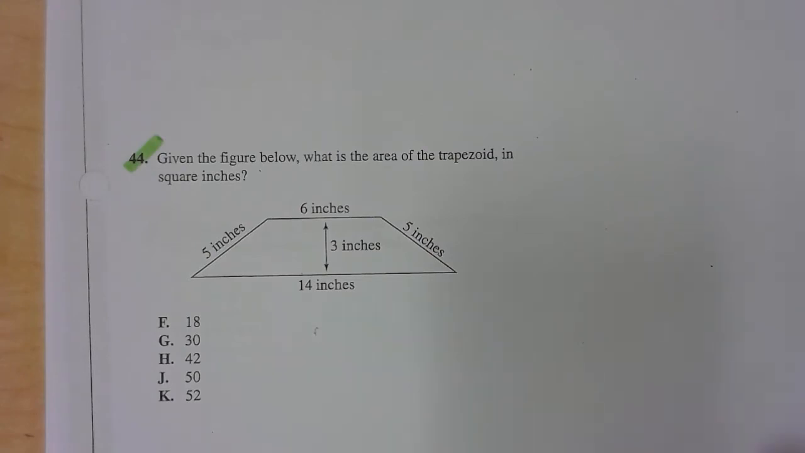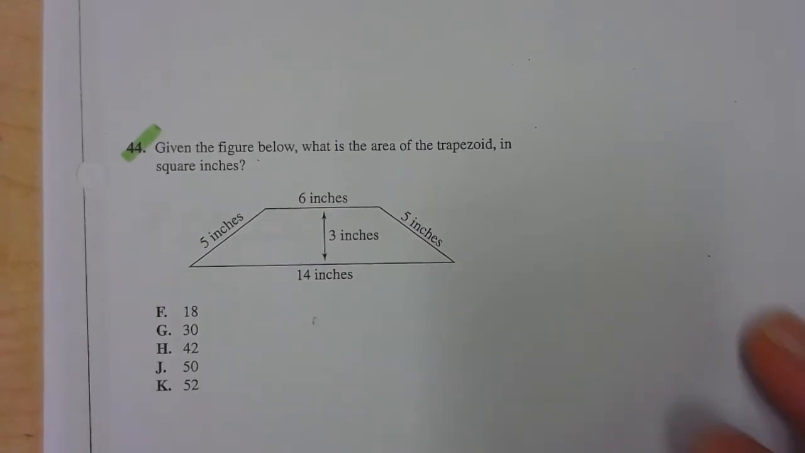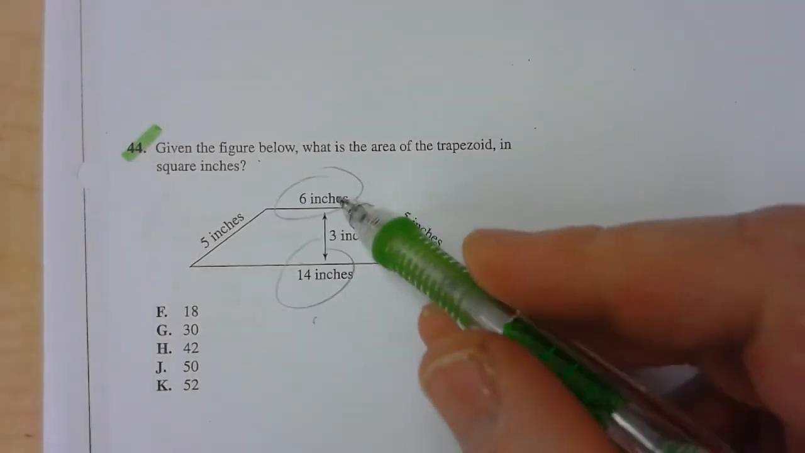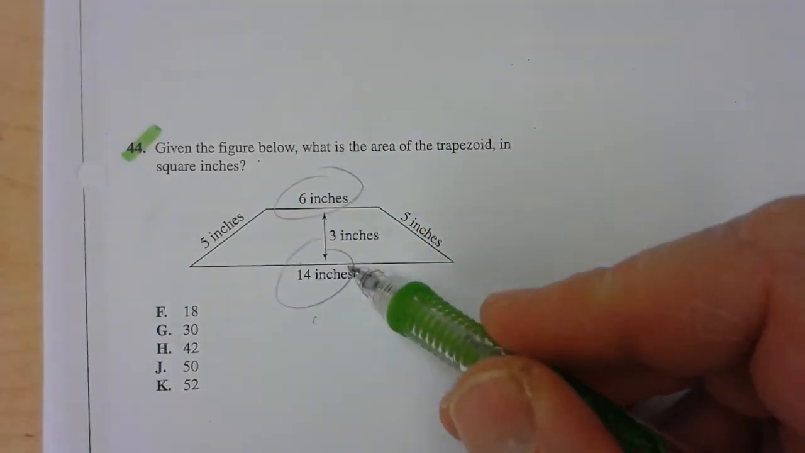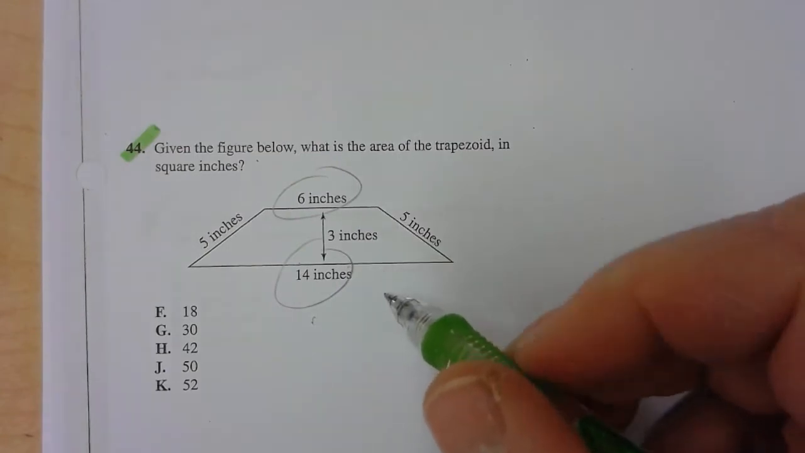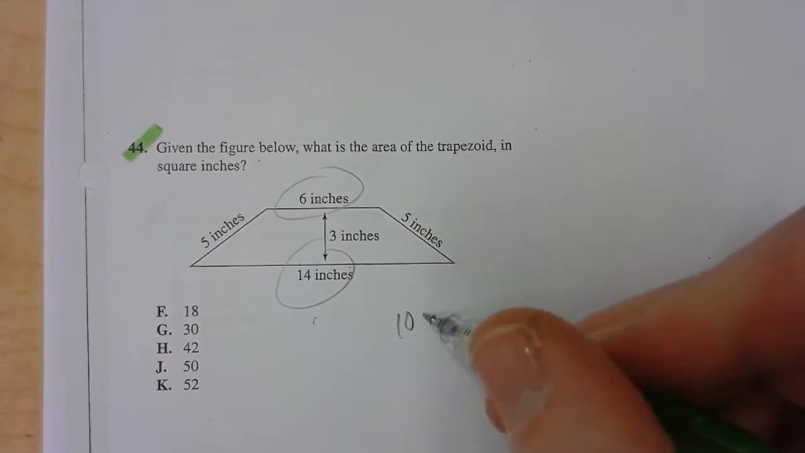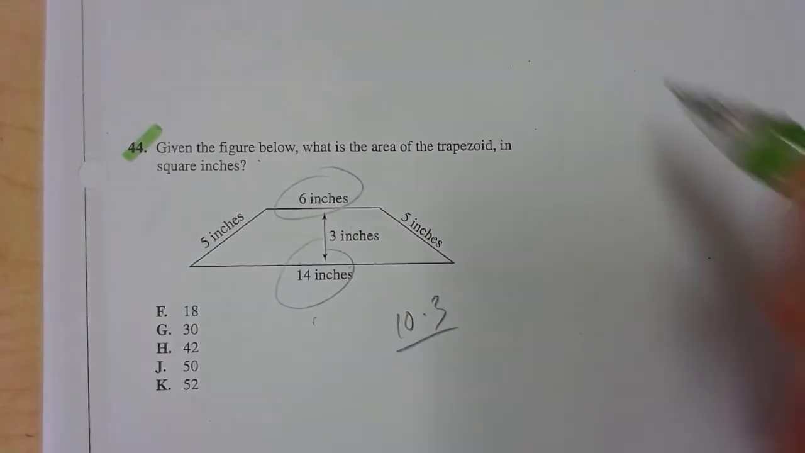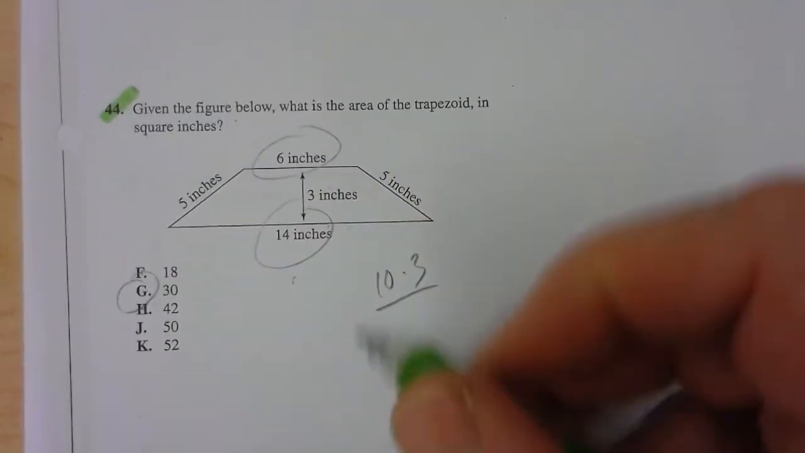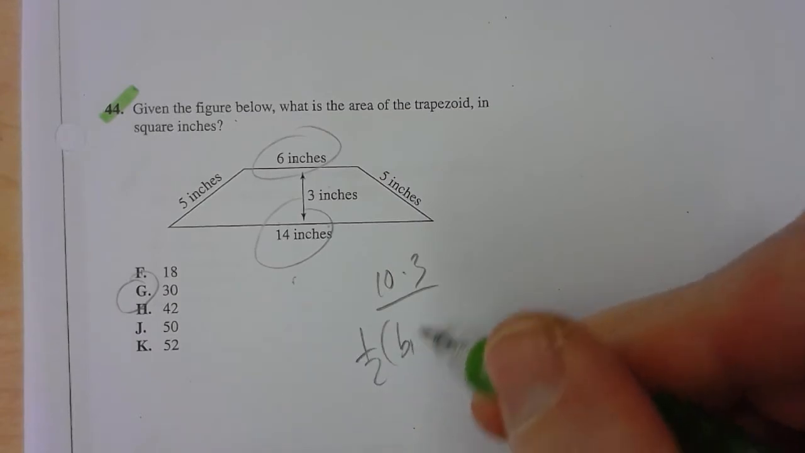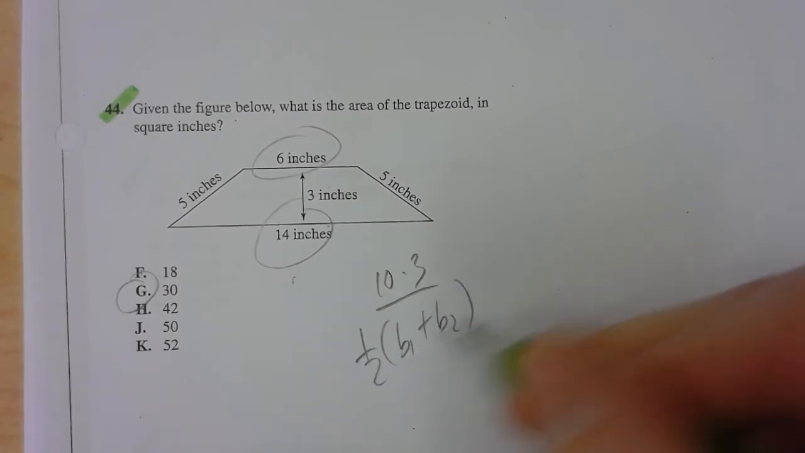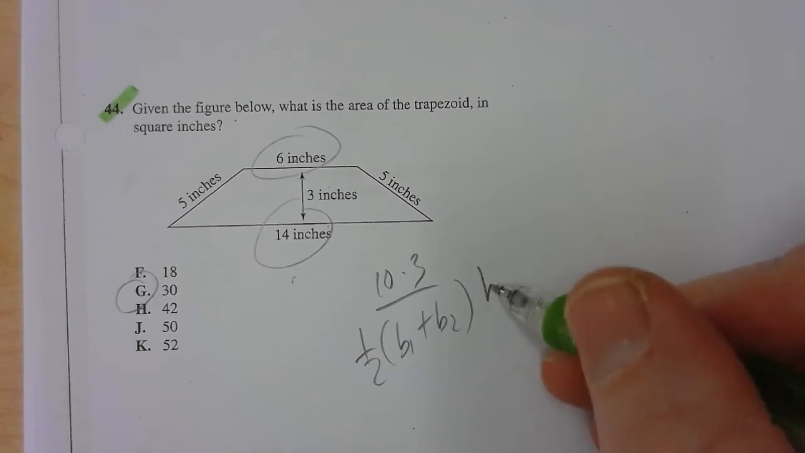All right, number 44. The area of a trapezoid is the average of the bases times the height. So that plus that is 20, divided by 2 is 10. So 10 is the average of the bases times the height of 3. So 10 times 3 is 30. The answer is G. So it's 1/2 base 1 plus base 2. That means you average the two things together and then multiply by the height.